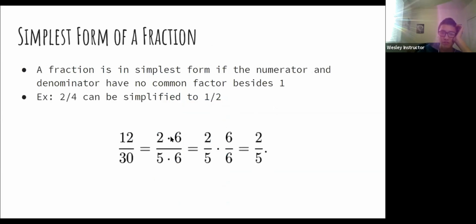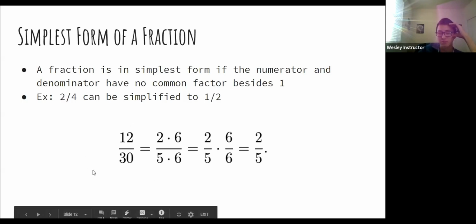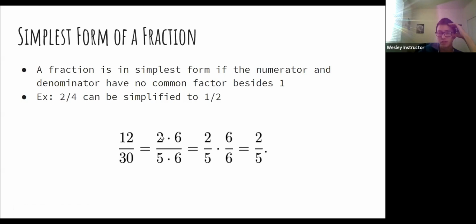And simplest form of a fraction, some of you guys already know how to simplify. It's easy. A fraction is in simplest form if the numerator and denominator have no common factor besides 1. For example, 2/4 can be simplified to 1/2. 2 and 4 have a common factor of 2, so take that out, and then you get 1/2. And then here's another example, 12 over 30. You can take out a 6, so that's 2/5. And then these are the same value.